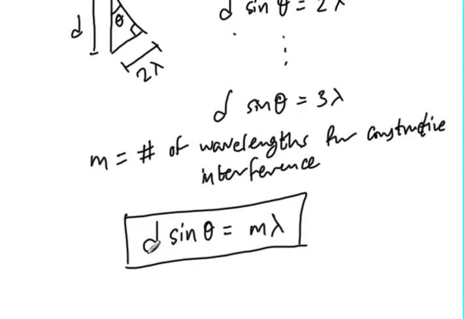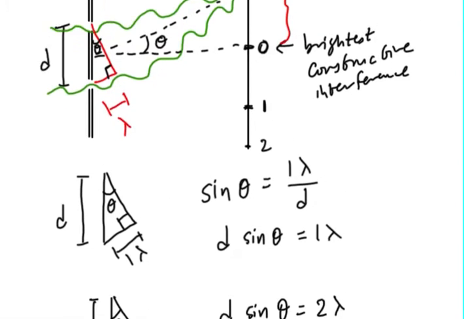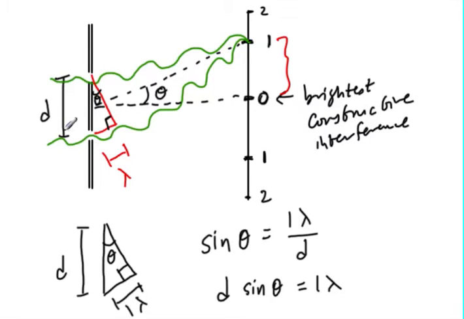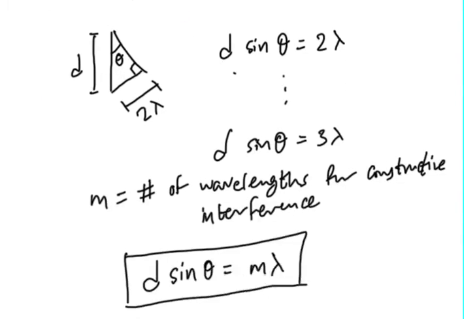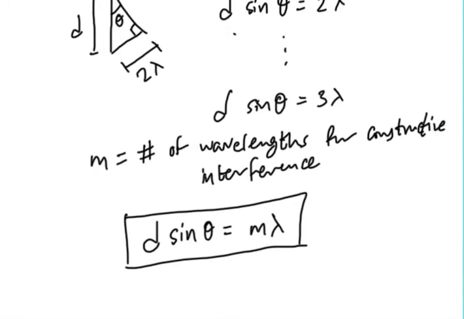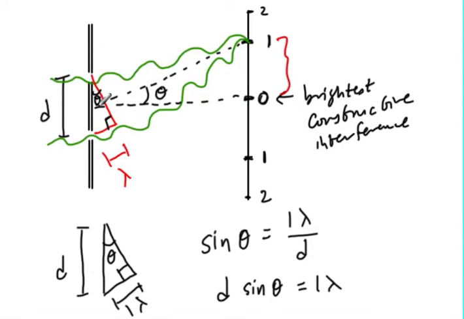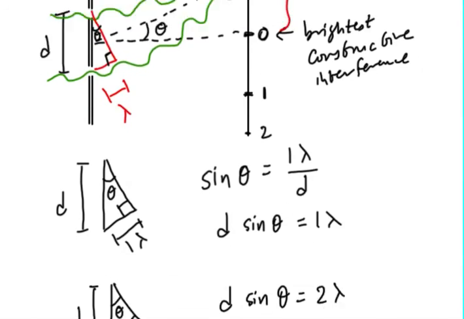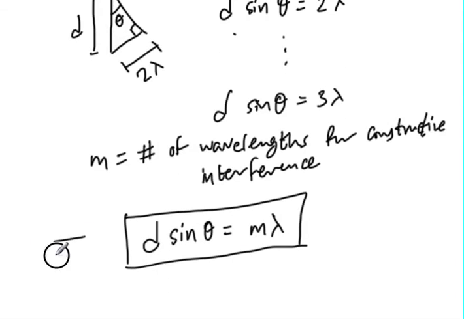Remember, d stands for the distance between the two gratings. Theta is the angle between the first and the second, so from 0 to 1 or 0 to 2. That's the theta we're interested in. M stands for the number of shifts that we have to do for the wavelengths in order to get constructive interference. And that's the equation that we're concerned with.